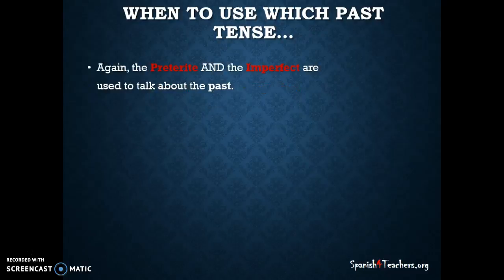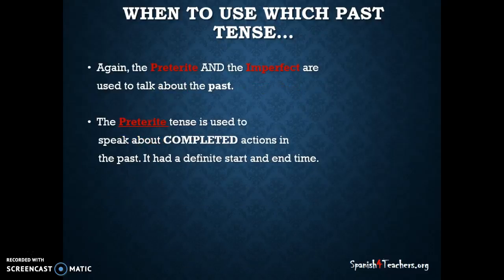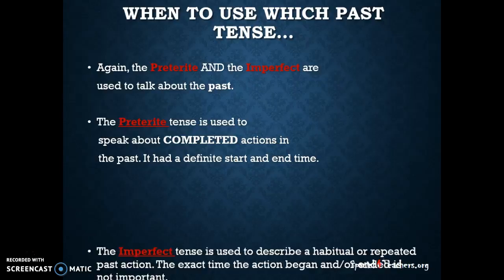Again, the preterite and the imperfect are used to talk about the past. The preterite tense is used to speak about completed actions in the past. It has a definite start and end time. So, I went to the beach during the summer. It had a definite start and end time. So July 1st to July 7th, I went to the beach. You would use the preterite for that.